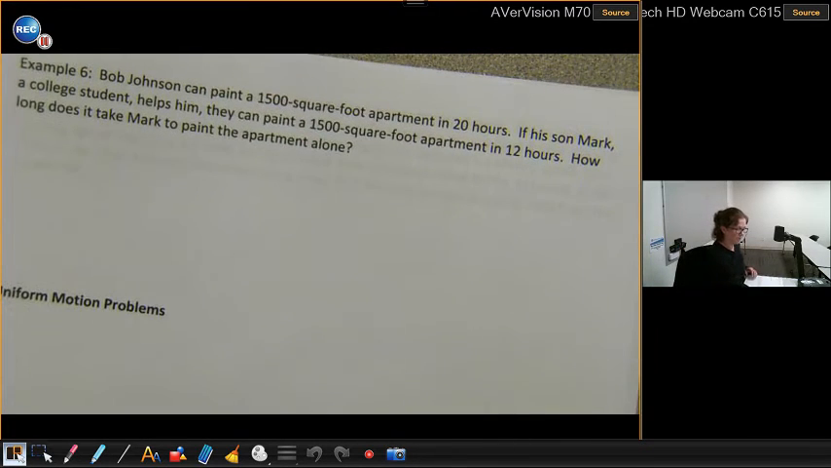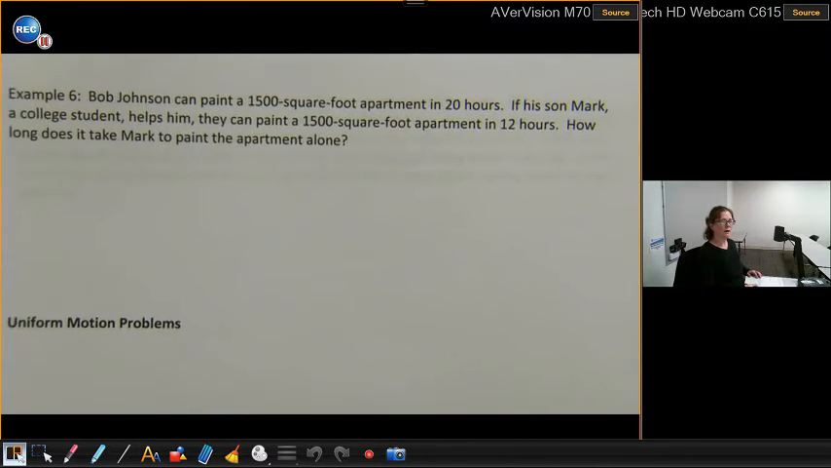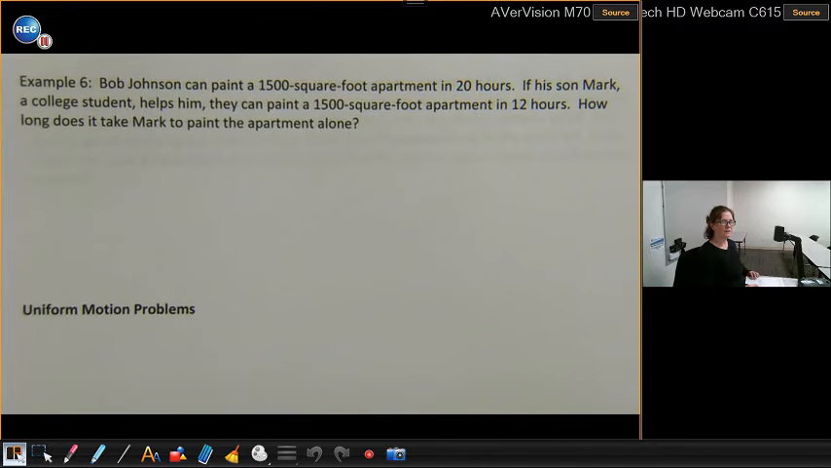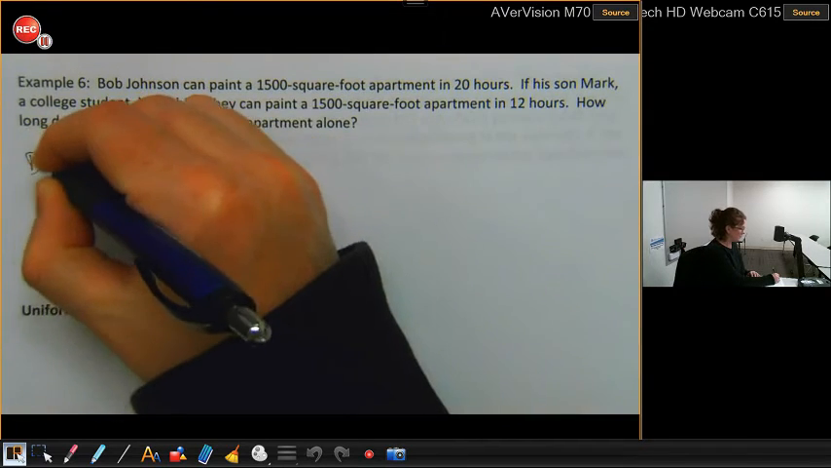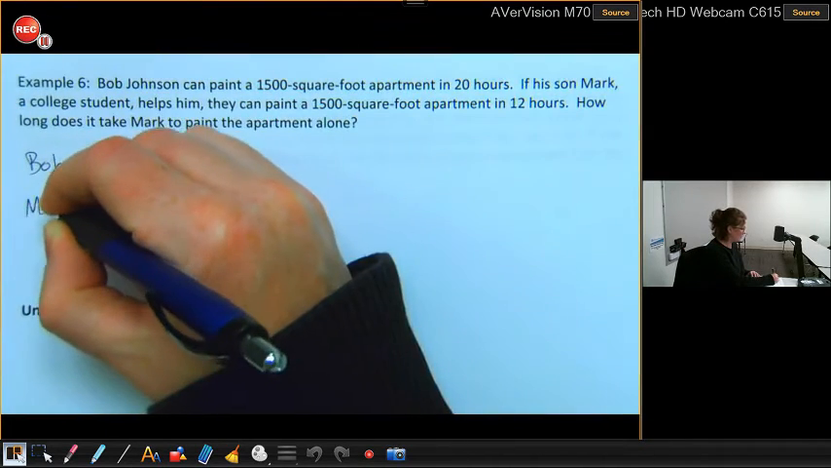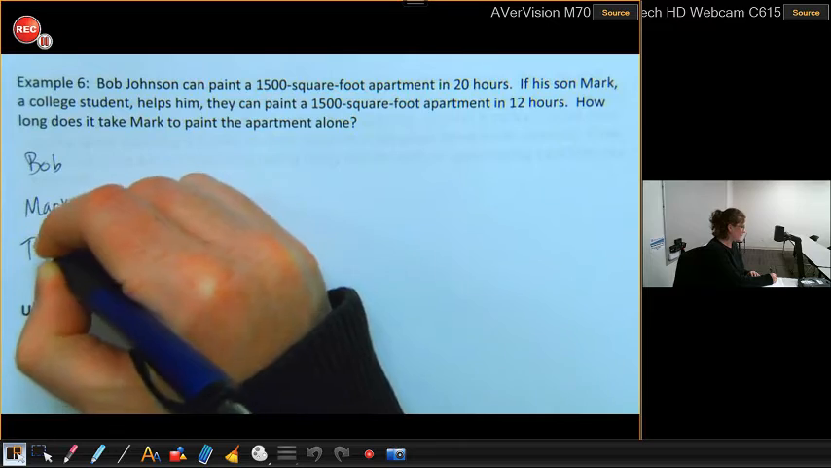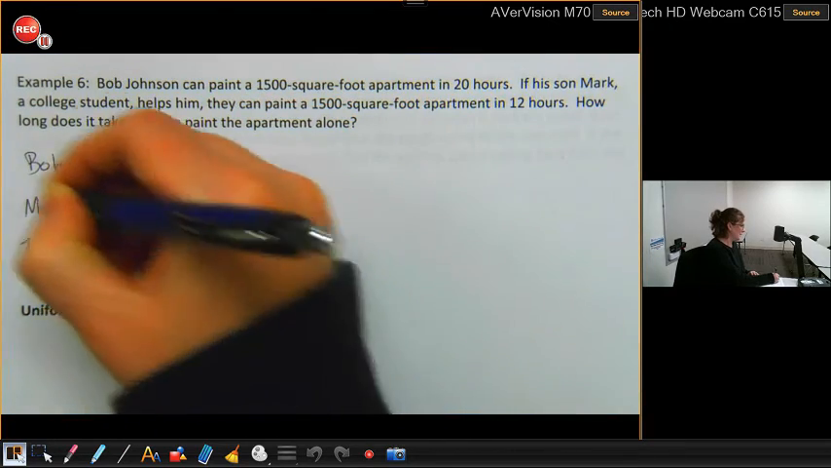Another work problem. Bob can paint a 1,500 square foot apartment in 20 hours. If his son Mark and Bob work together, they can paint it in 12 hours. How long would it take Mark alone? Organize what we have. We have Bob, we have Mark, and we have together.